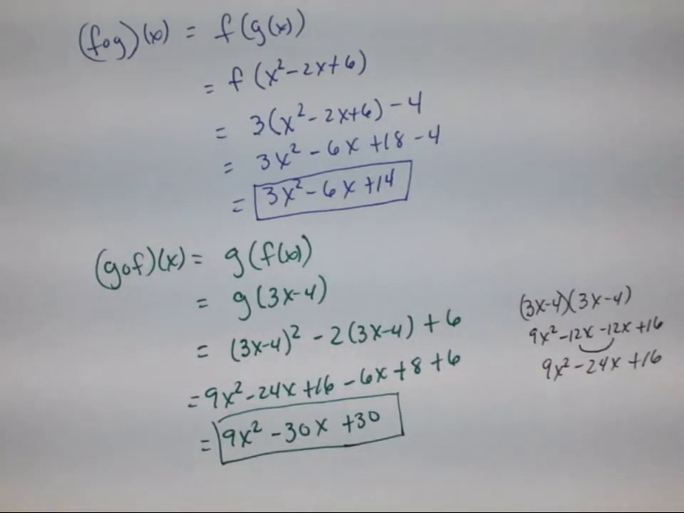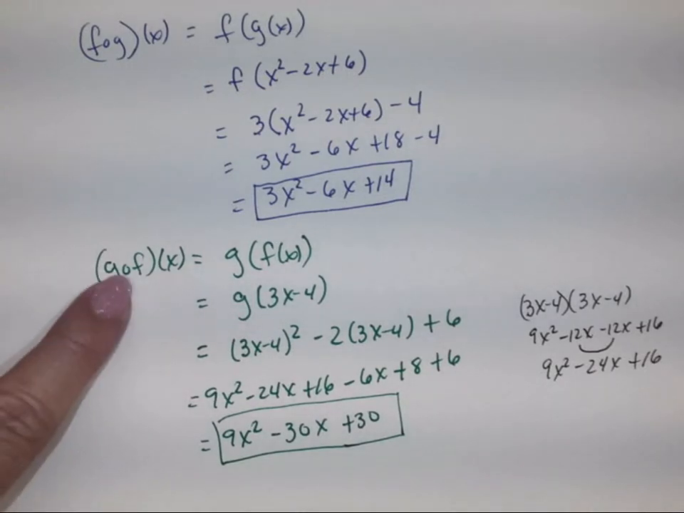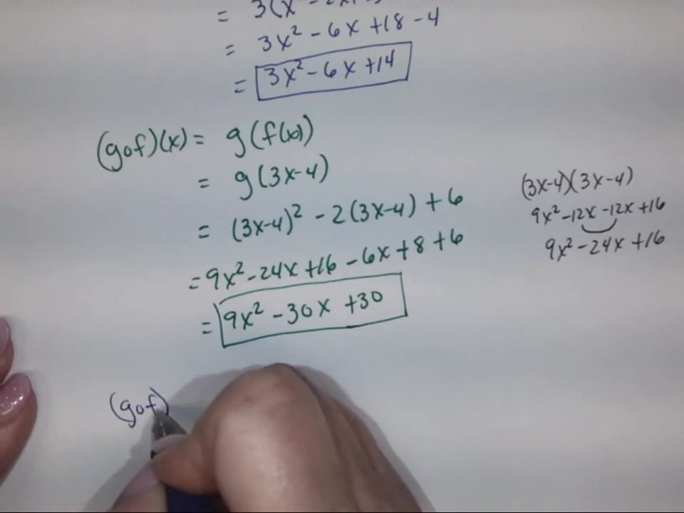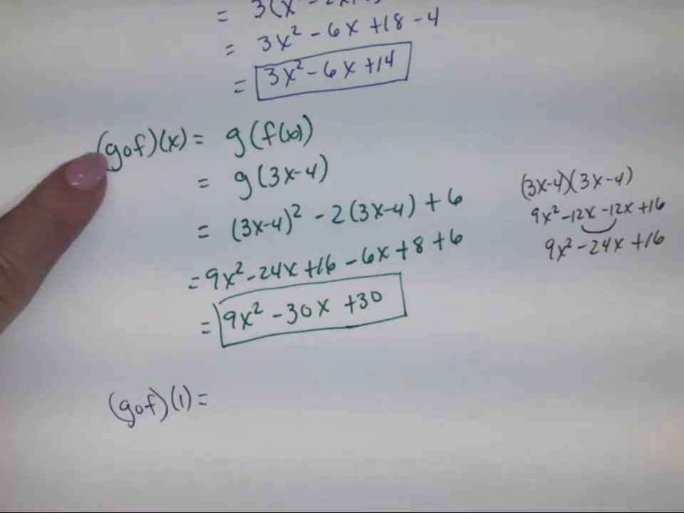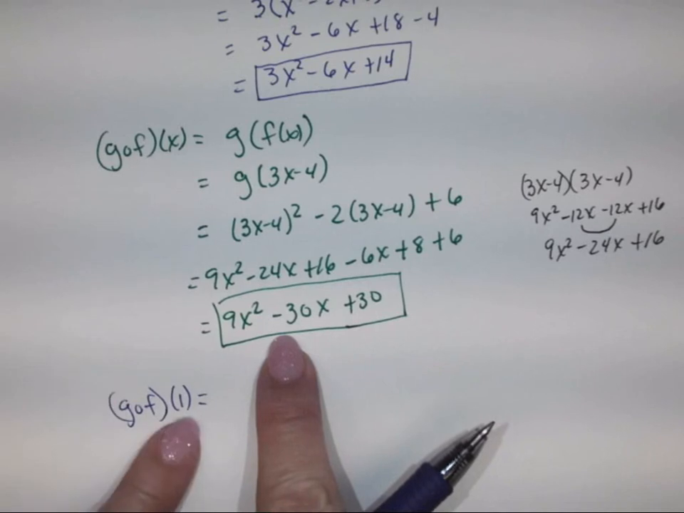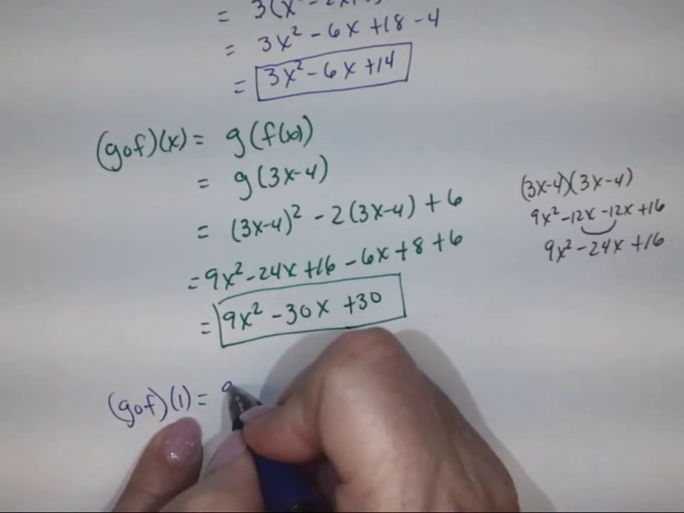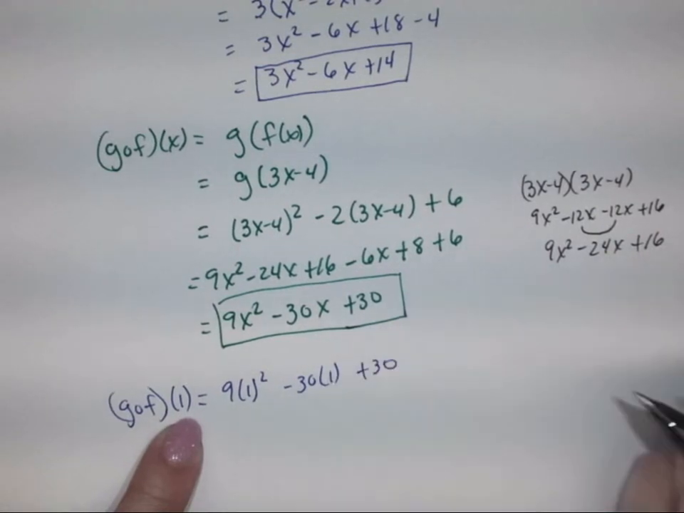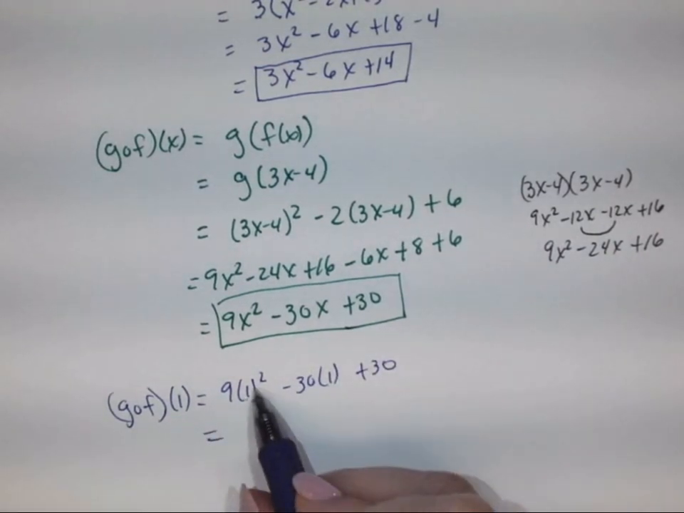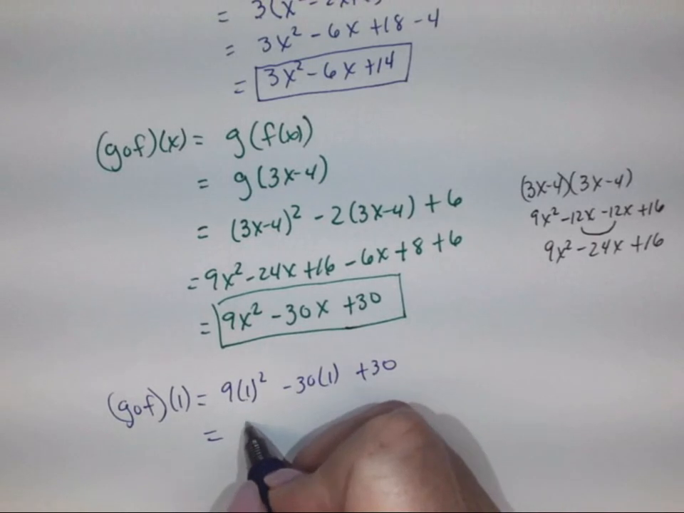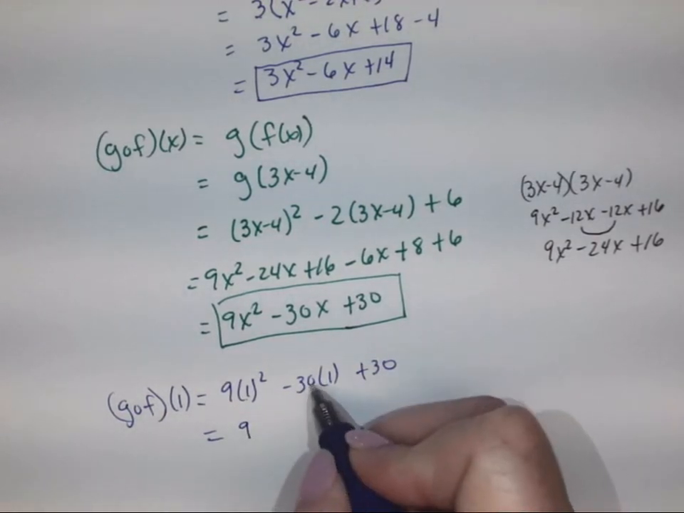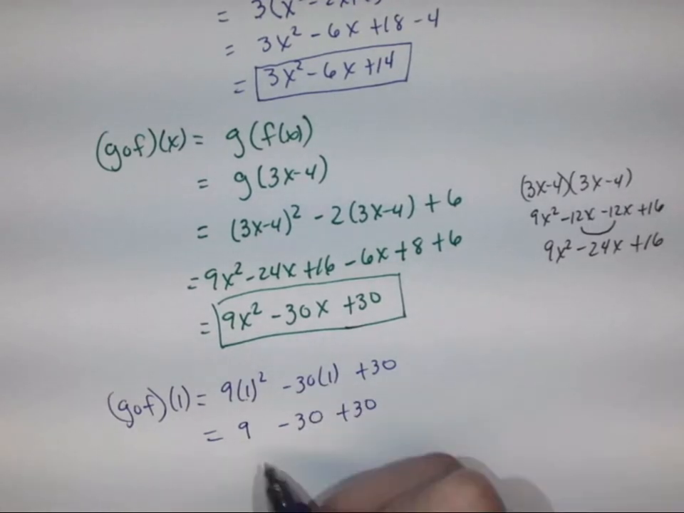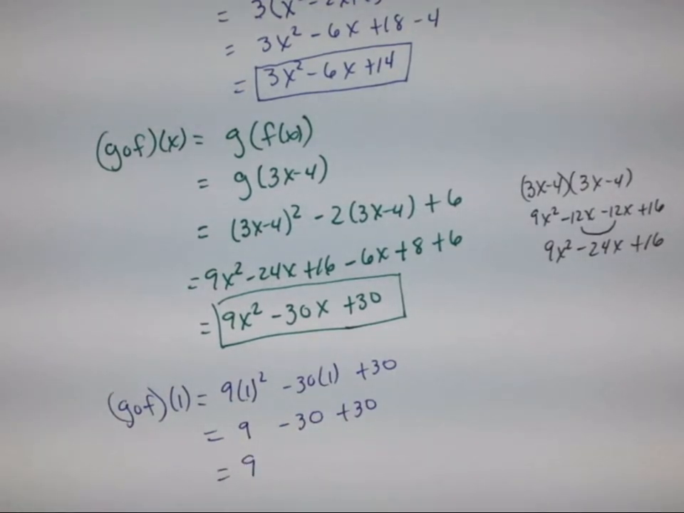Now, if we're then asked to find g of f at 1, I'm going to take what I just found. So g of f at 1. I take this g of f of x and I just plug in a 1 for my x. So 9 times 1 squared minus 30 times 1 plus 30. Well, 1 squared is 1, so that'll get me 1 times 9 is 9. Negative 30 times 1 will be negative 30 plus 30. Well, the 30s will cancel, and my answer is just 9.